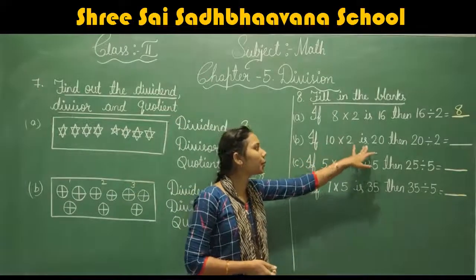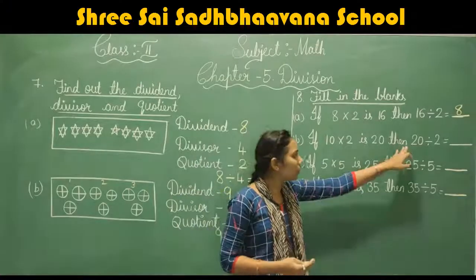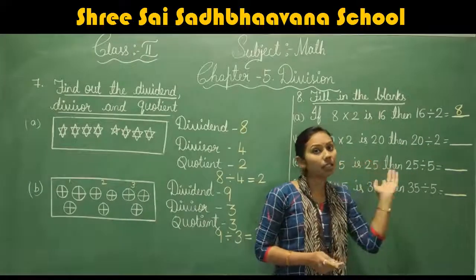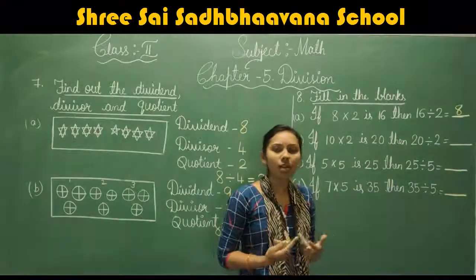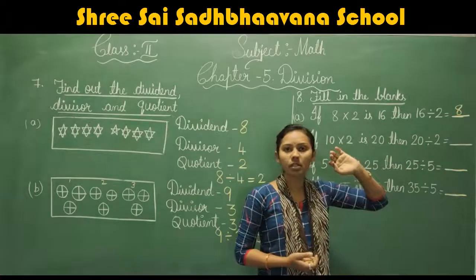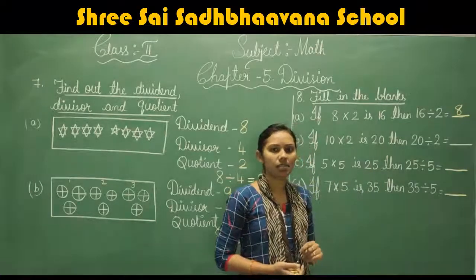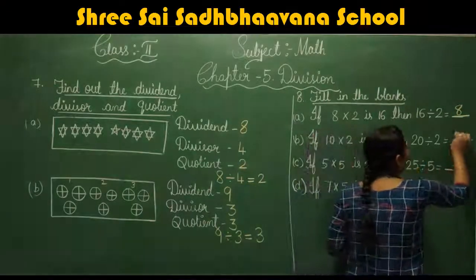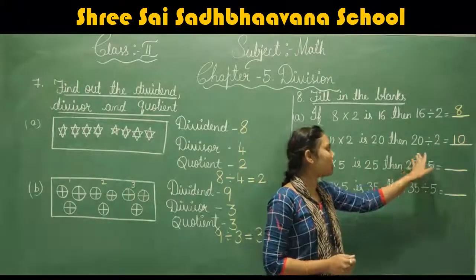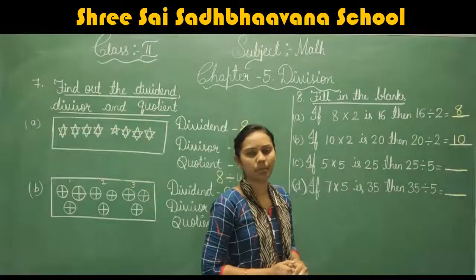If 10 into 2 is 20, that is 10 twos is 20, when you divide this 20 by 2, what answer are you getting here? How many times does 2 go into 20? Yes, 10 times. So the answer is 10. When you divide 20 by 2, you get the quotient 10.